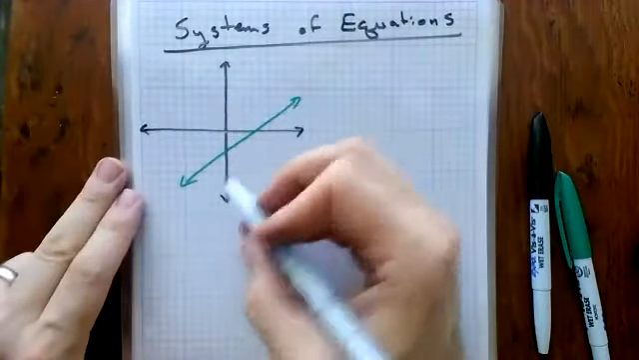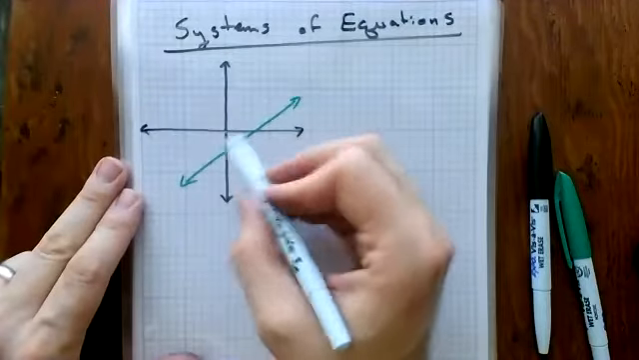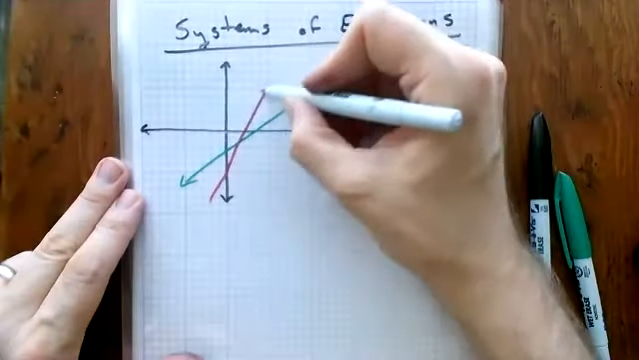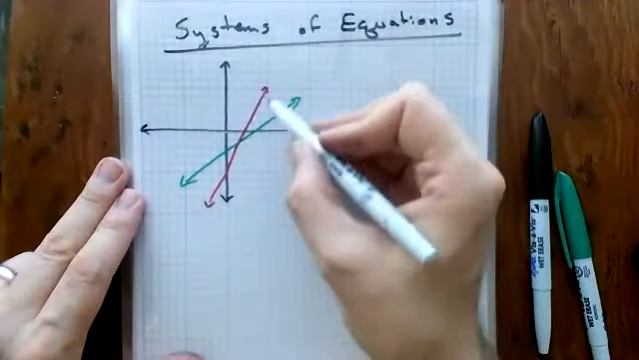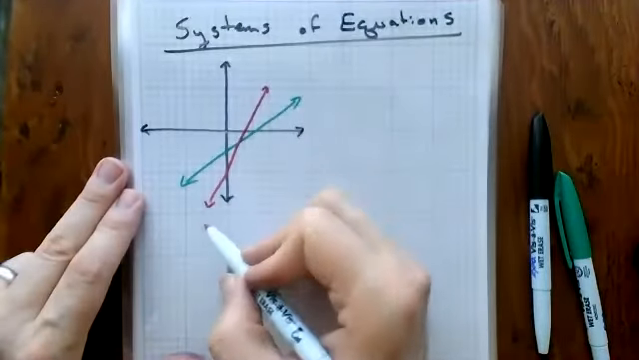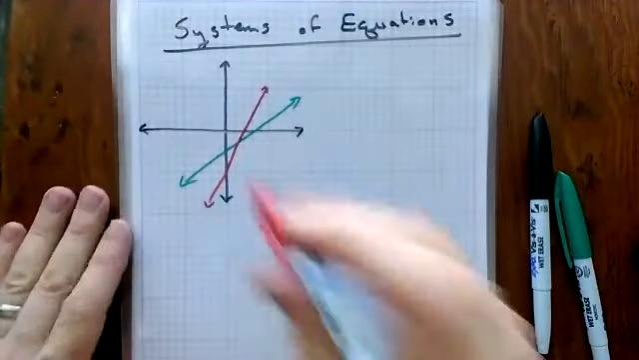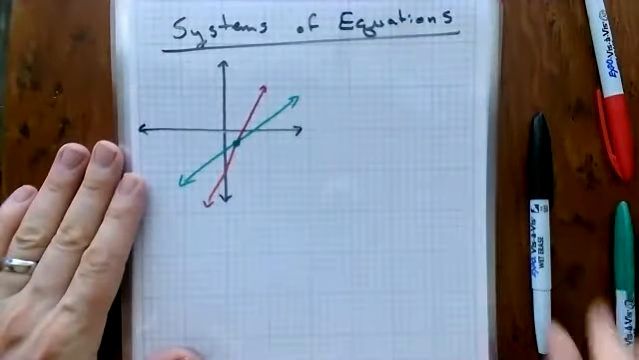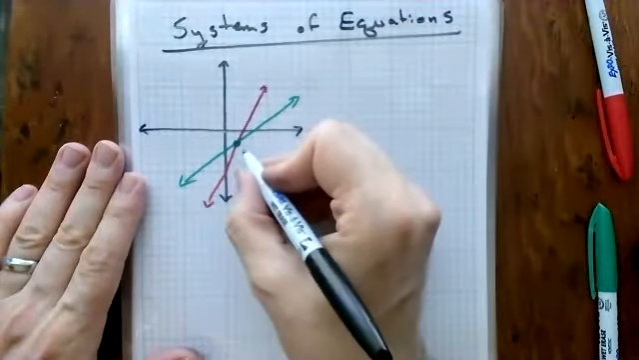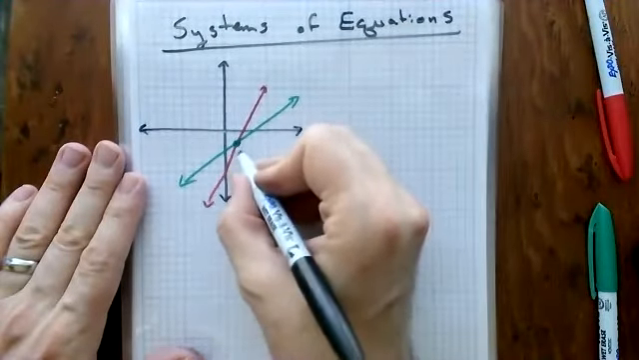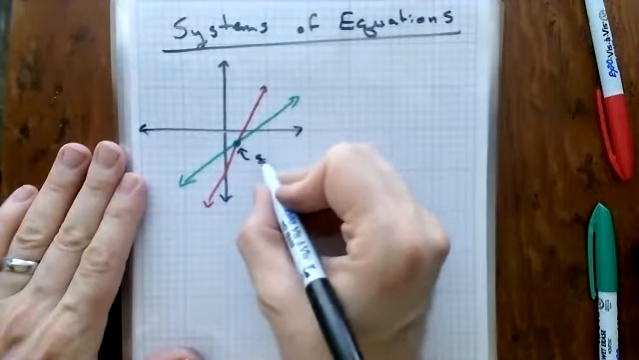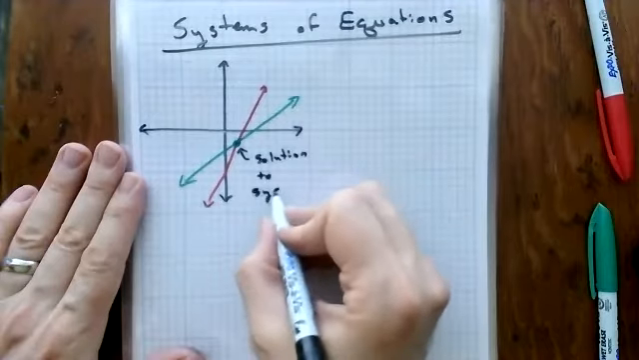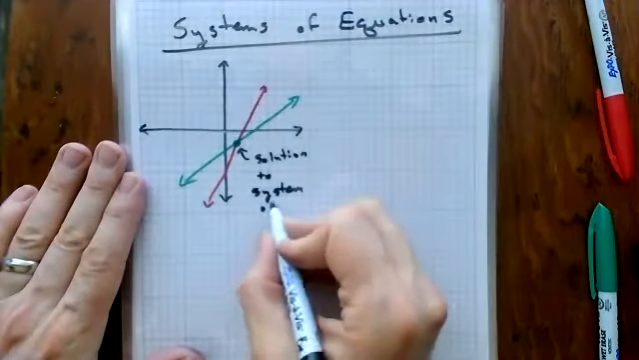Well, guess what? If I've got more than one equation, well, every single point on this line is also a solution to this line, which means that this point of intersection, this point where these two lines meet, this point is what we call the solution to the system of equations.